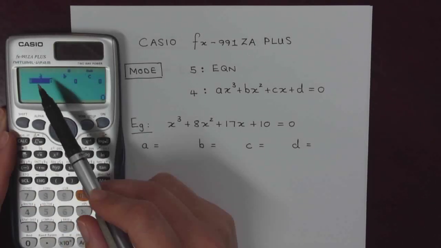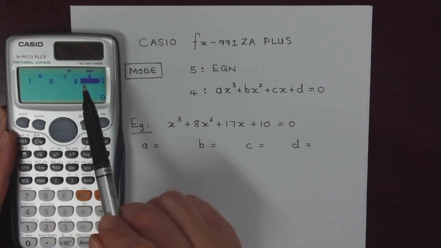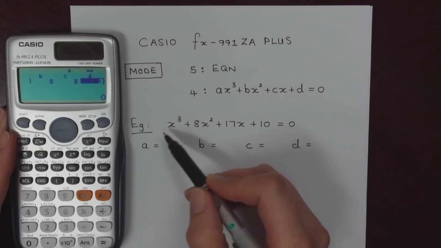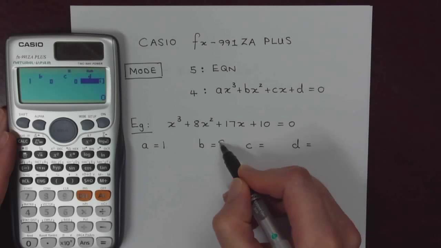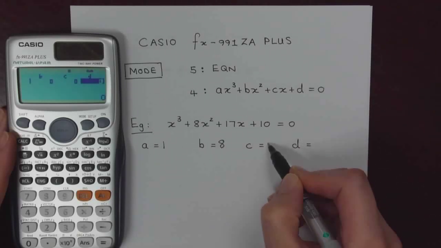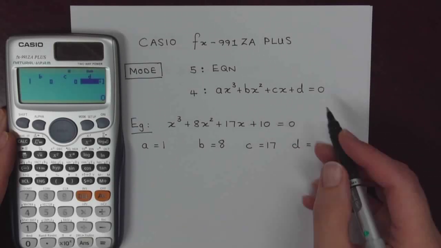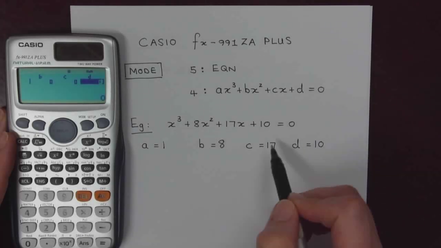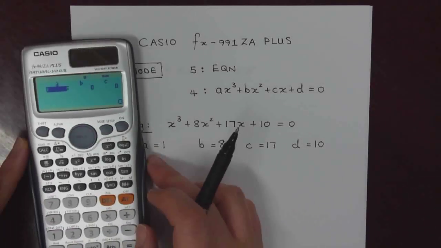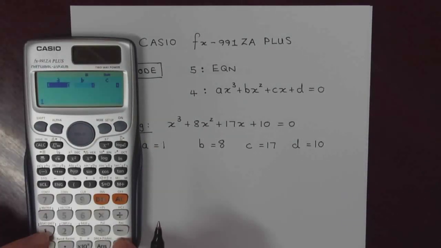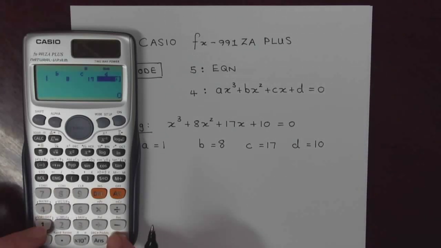Now, when you select 4, it asks you for an a value, a b value, a c value, and if I scroll over, it also asks you for a d value. That is because in this case, a is the coefficient of x cubed, which is 1, b is the coefficient of x squared, which is 8, c is the coefficient of x, which is 17, and d is the constant value, in this case it's 10. So now that I've got my values, I can just go back on my calculator saying my a value is 1, so I enter 1, and I press equal. My b value is 8, my c value is 17, and my d value is 10.